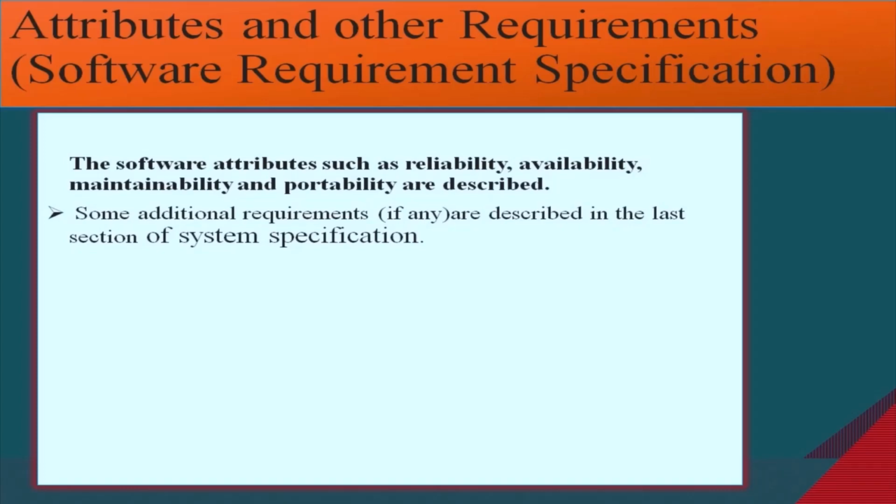The attributes and other requirements are specified in the last section of the structure of SRS. The attributes like reliability, availability, maintainability, and portability are described, and some additional requirements, if any, are described in the last section of the system specification.